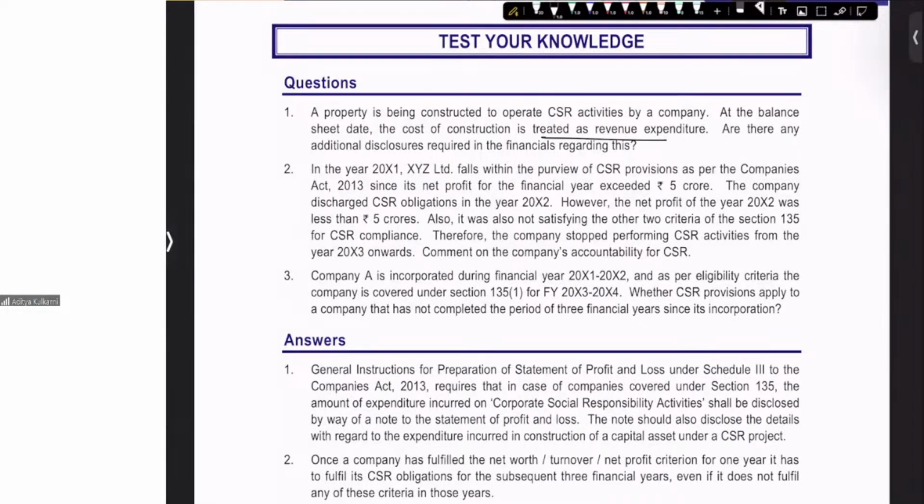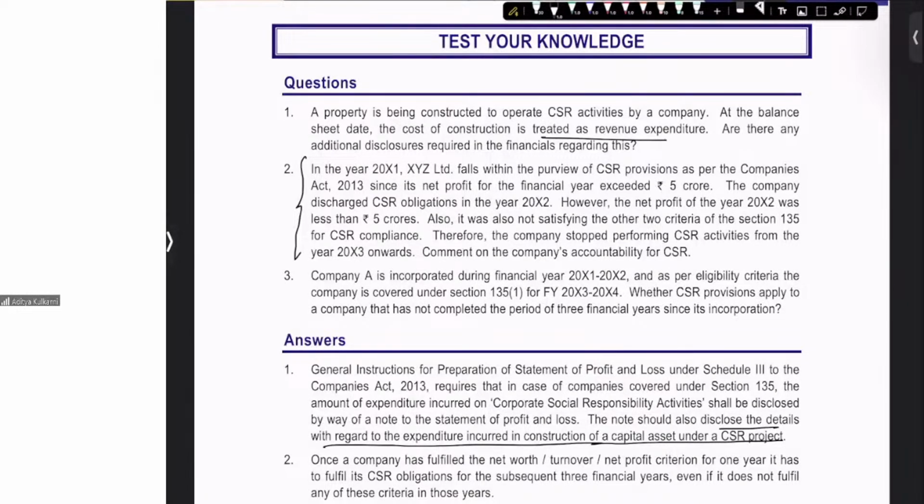Are there any additional disclosures? No. In the year 20X, are there any additional disclosures? That means disclose the details with regard to expenditure incurred in the cost of construction of a capital asset. Ultimately, it will go to that trust. This is an answer that is going to change.